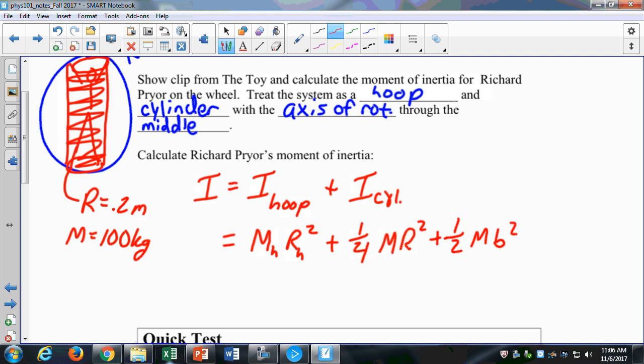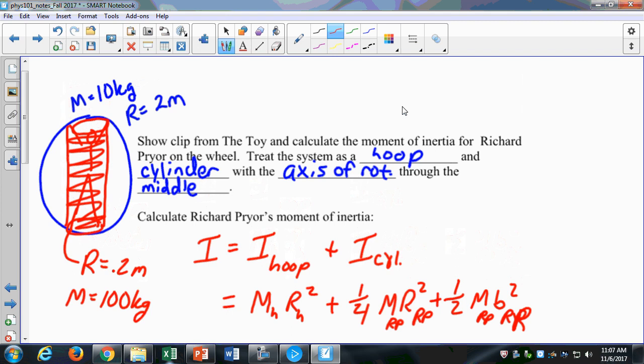And that's the mass of Richard Pryor, the radius of Richard Pryor, and the length of Richard Pryor. You get the idea. All right? And so now that we have that, we would add those two together to figure out what our total moment of inertia is. I'll put in the numbers, but I'm not going to calculate it.